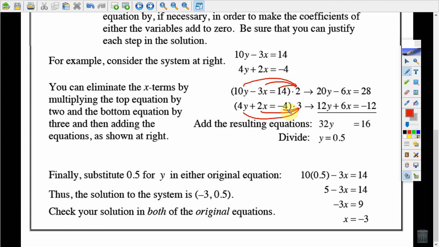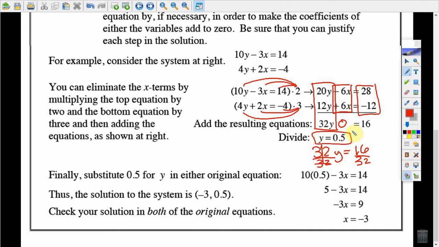Now when we add these up, we add up our column of y's, and we get 20 plus 12 is 32. We add up our negative 6x and positive 6x and get a 0. And we add up 28 and negative 12 and get positive 16. So we end up with 32y equals 16. And when we divide both sides by 32, we get y equals 1/2 or 0.5.